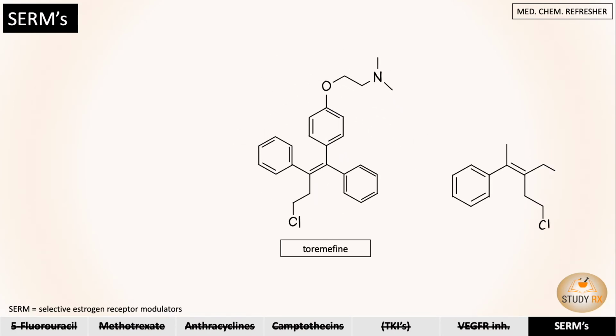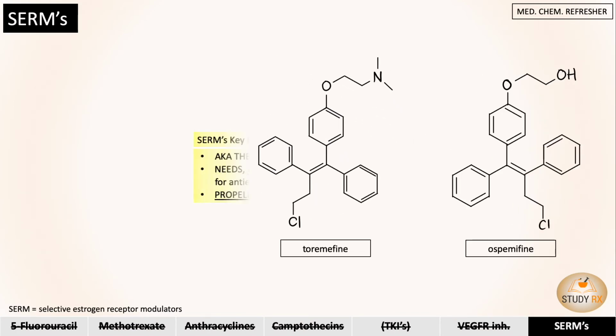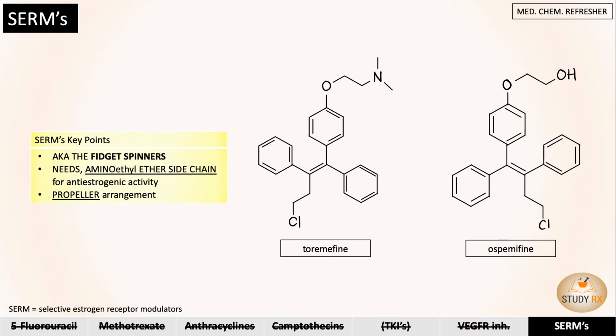The next class of drugs we're going to talk about are the SERMs. There are two things that are important to this. One is the aminoethyl side chain, which is essentially a nitrogen group that has carbons on it. The other important thing about the drugs in this family is you can see it. When it pops up, you'll know. It looks like a propeller or a fidget spinner. If it looks like a fidget spinner with an aminoethyl group, it's a SERM. That's something you might be asked as a potential question.